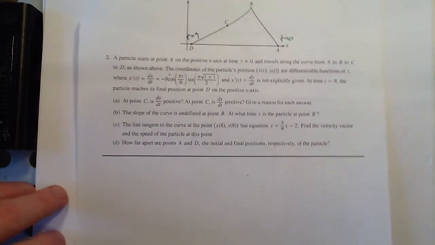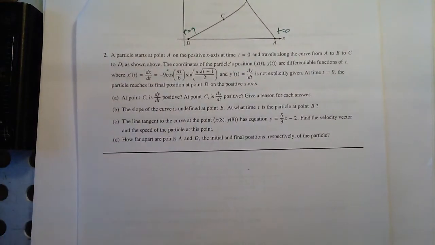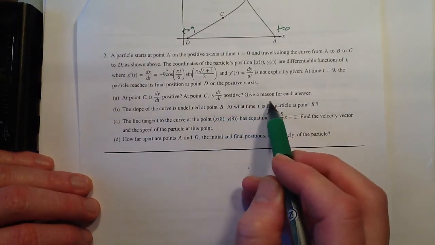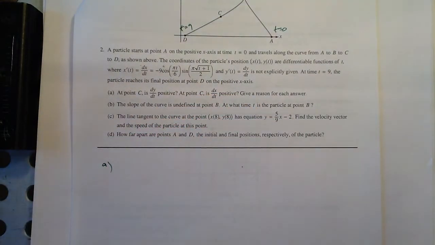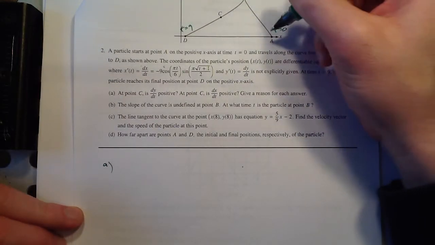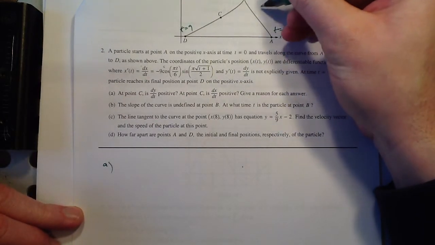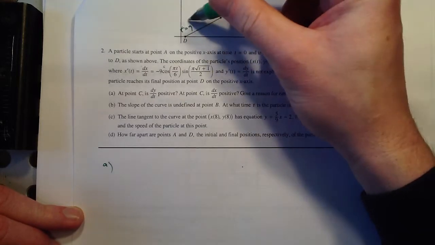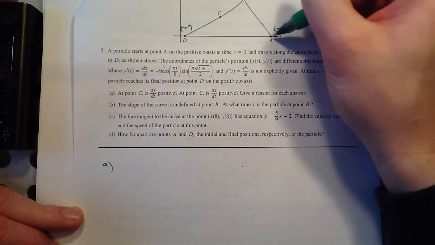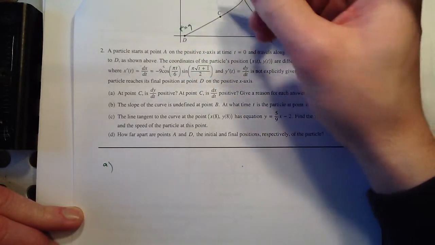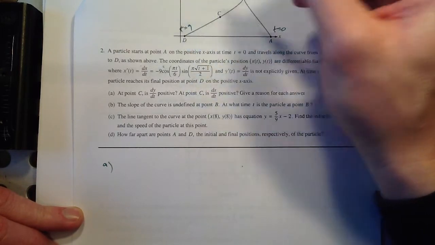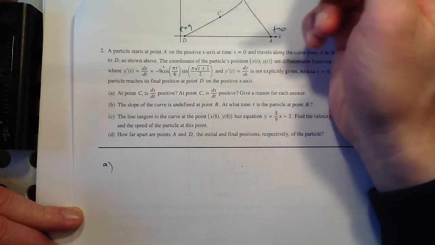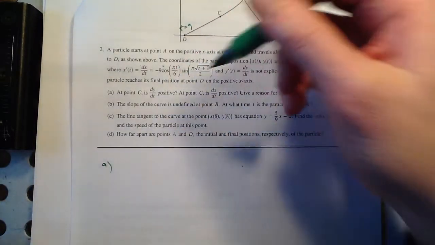So at point C, is dy dt positive? And at point C, is dx dt positive? Well, that's easy. This is about what direction it's moving, right? Dx dt is positive if something is moving to the right, the positive direction of the x-axis. So you have a positive x velocity if you're moving this way, negative if you're moving that way, and likewise for y, up and down.